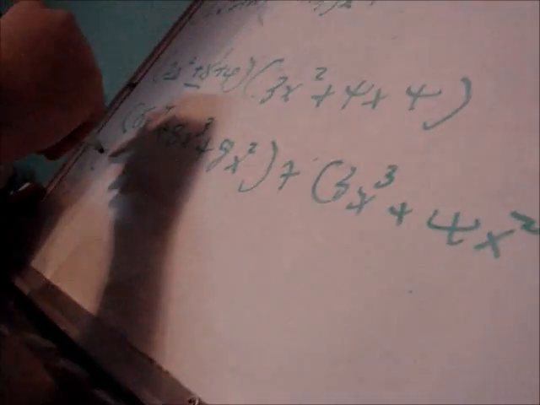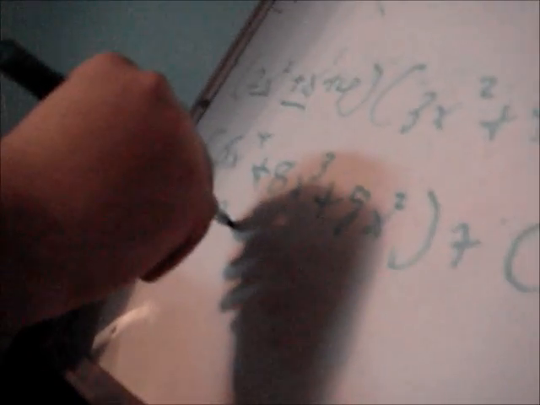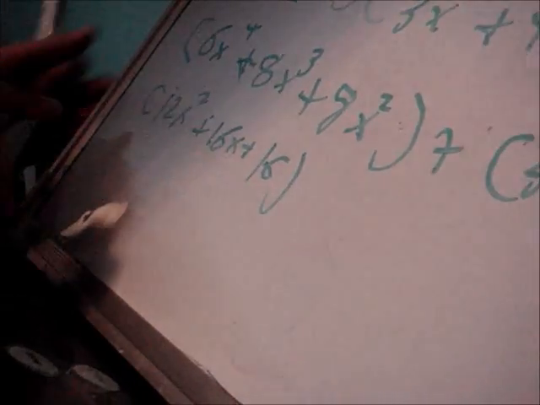And then to the final multiplication, which is 4. 4 times 3x squared equals 12x squared. 4 times 4x equals 16x. And 4 times 4 equals 16. Now we add them all together. Add all these numbers together.